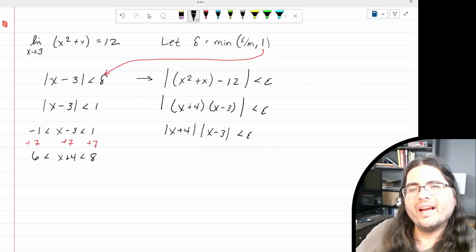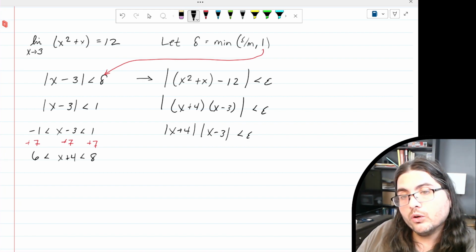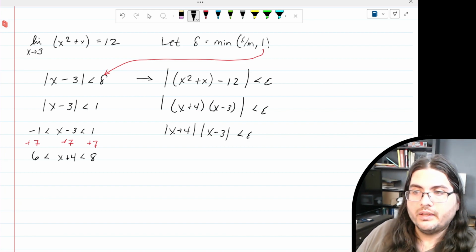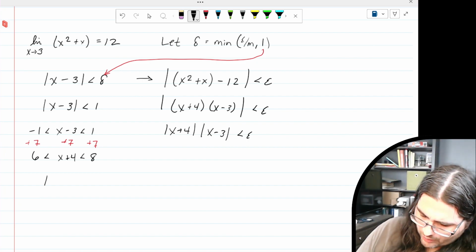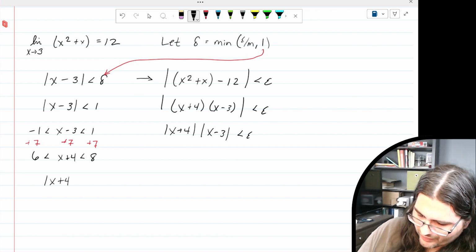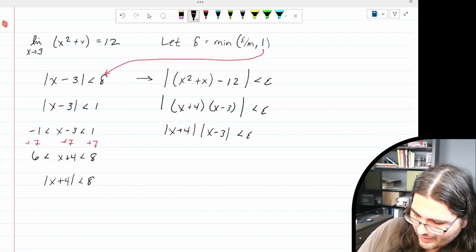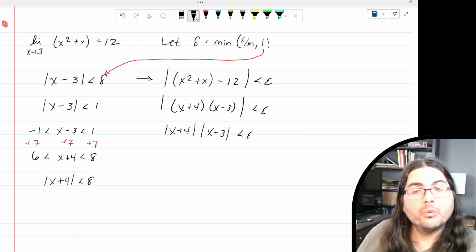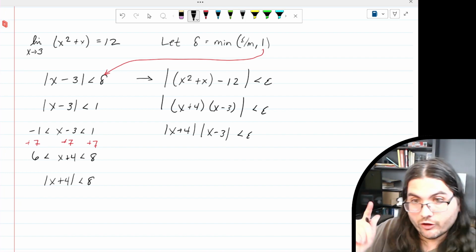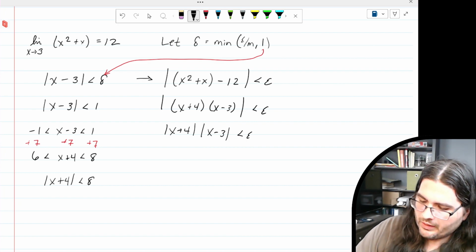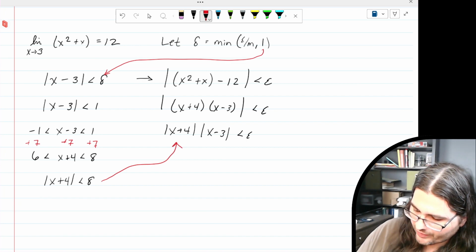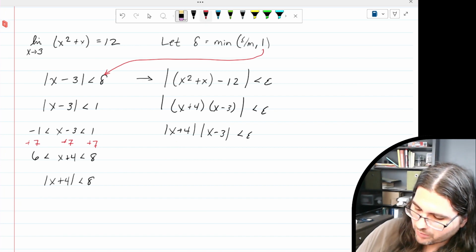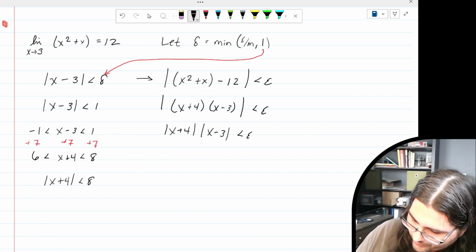Well, what's the absolute value of x plus 4? I know it is less than 8. It is greater than 6, but that's okay, right? I really care about the less than. It's somewhere between 6 and 8, but I know it's less than 8. So the absolute value of x plus 4 is less than 8. So let me replace this absolute value of x plus 4 with 8.